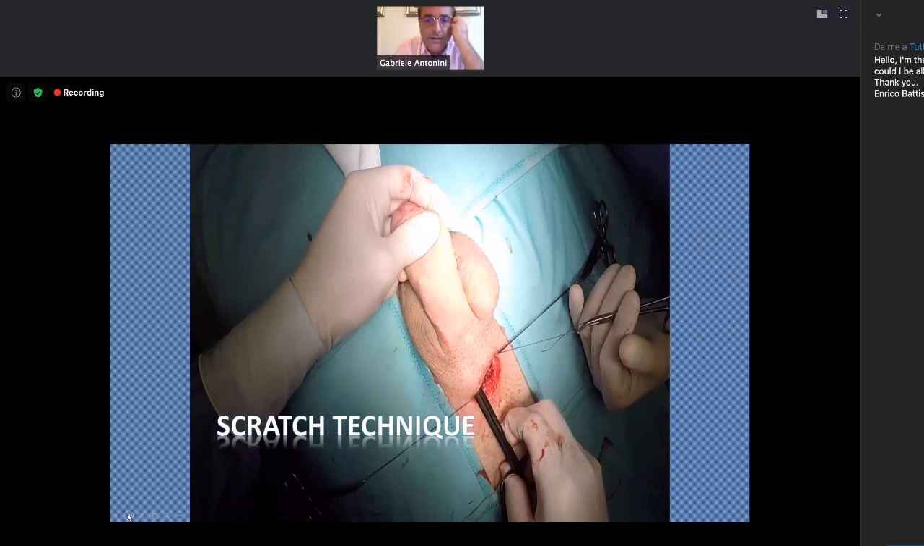In this position, we can also do the scratch technique, the technique codified by Perito, to treat the Peyronie disease. Also, with the infrapubic approach, we can break the plaque without using any patch, any heterologous tissue, and we only break the plaque and then implant the prosthesis for the patient that has Peyronie disease.